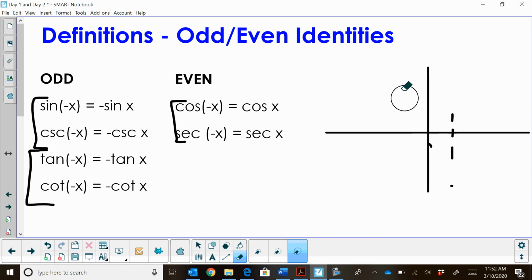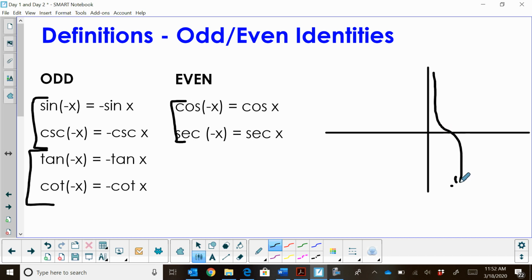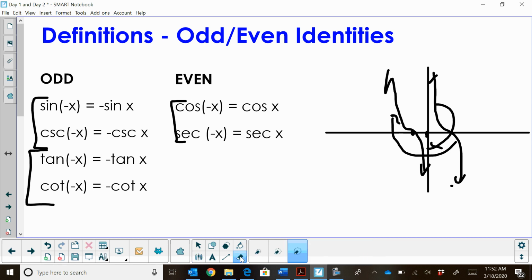Now cotangent, a little bit harder to see, but remember, you've got this and then the other curve on the other side. If you rotated this about the origin, boom, it's going to land here. This one's going to land up here. This one's going to land down here. It's rotational about the origin.